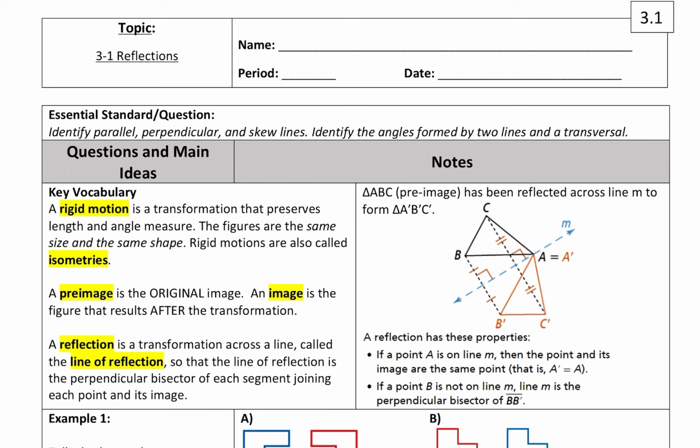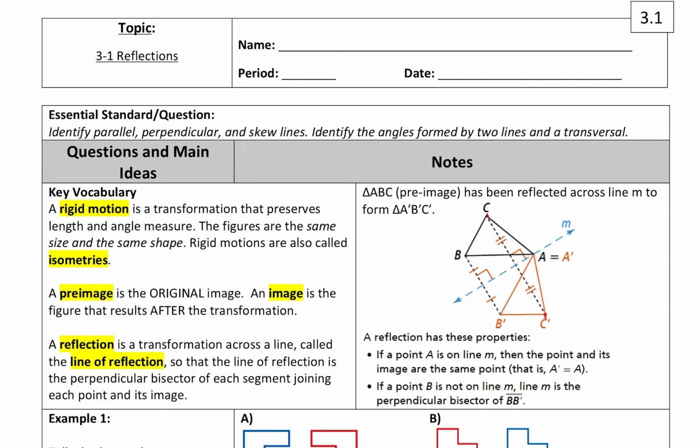What I want you to notice is that this line of reflection is going to cut the segment that connects your pre-image point and your image point in half. So this is going to be the midpoint, and it's going to be perpendicular. So we see this right angle symbol right here. Every line of reflection is going to be the perpendicular bisector between each pre-image point and its image point. So from C to C prime here, line M will be the perpendicular bisector.